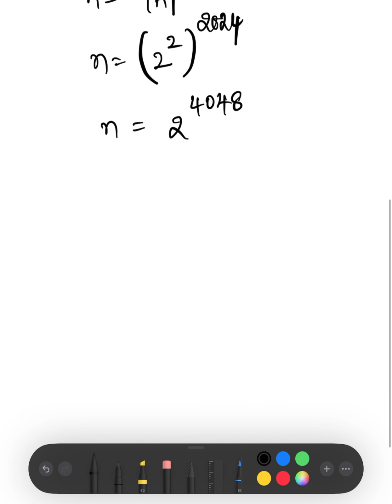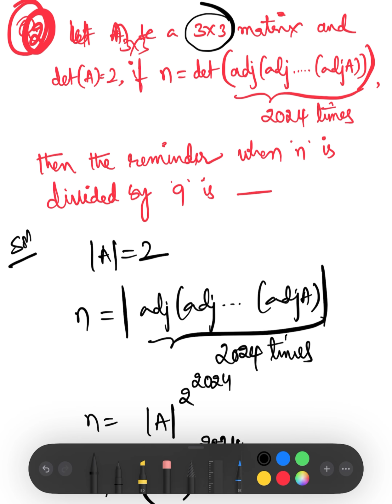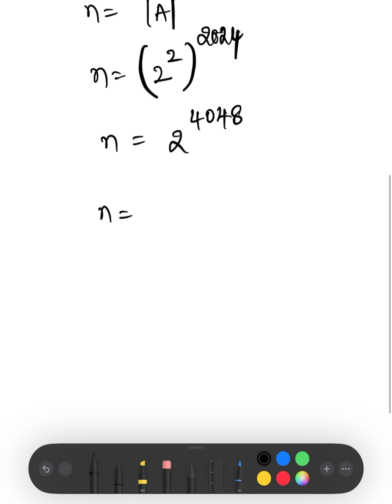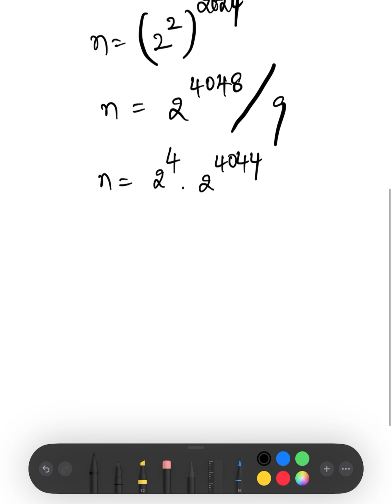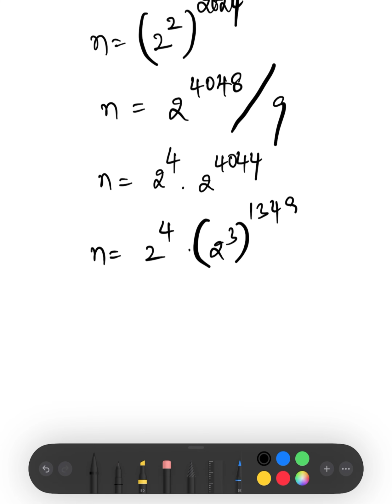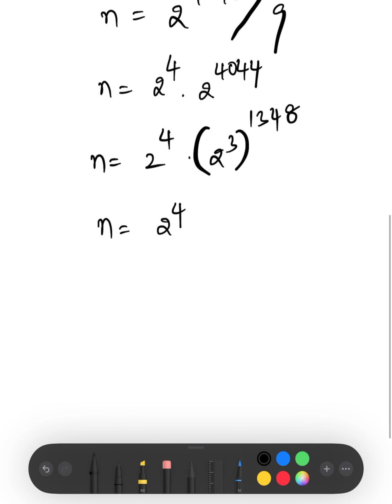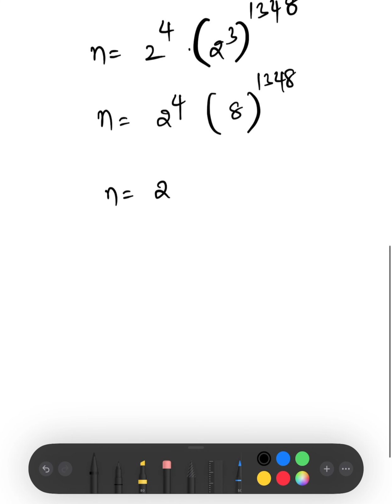Now anyway it is n, but the question is the remainder when n is divided by 9. Now we want the remainder when n is divided by 9, then we need to find the remainder, right? Now it's a very interesting question. From this I can separate 2 power 4 and 2 power 4044, because 4044 is divisible by 3. That is 2 power 4 into 2 cube whole power 1348. So n equals 2 power 4 into 8 to the power 1348, right? Then n equals 2 power 4 into (9 minus 1) whole power 1348.